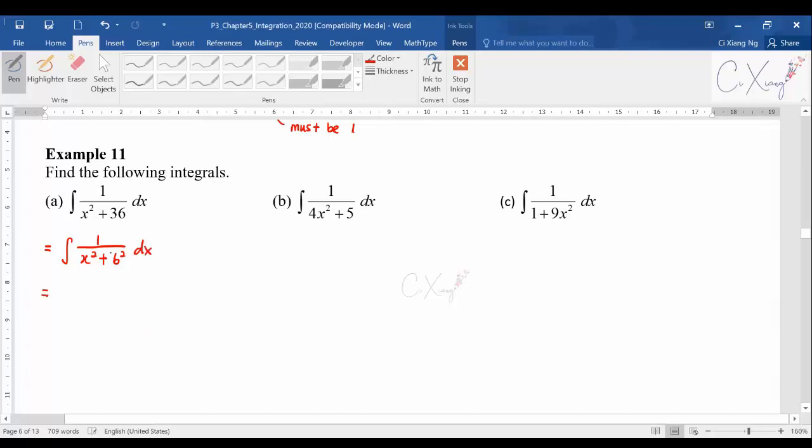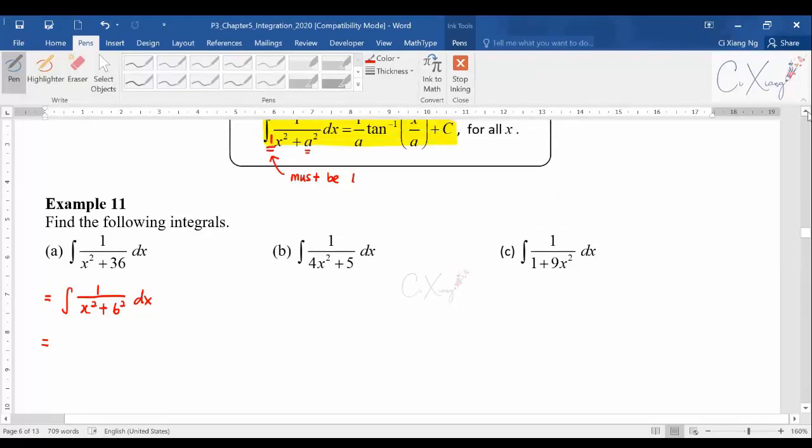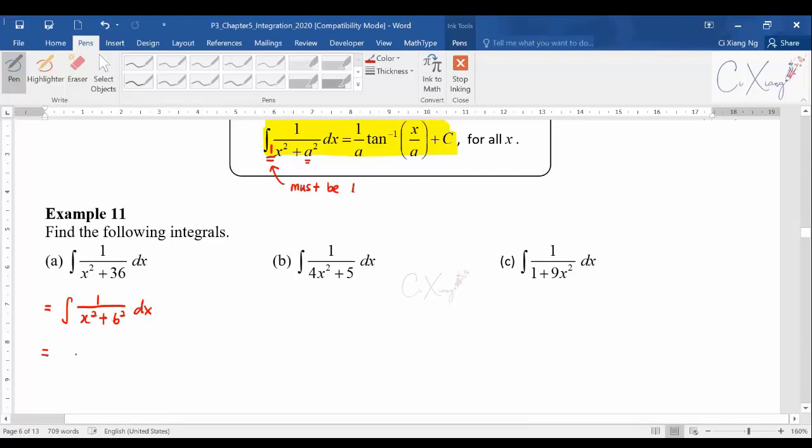Now if you look at this one, you already have the pattern of 1 over x squared plus a squared, where your a is actually 6. So when you want to integrate it, you will get tangent inverse of x over a, so x over 6, and then outside is 1 over a, so 1 divided by 6, and then plus c. Okay, so this is how you apply the formula. It is actually quite simple, but you have to memorize it. Just make sure that the coefficient of x squared is a 1 before you apply the formula.